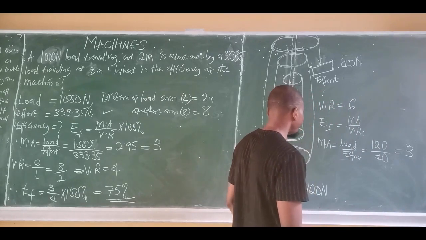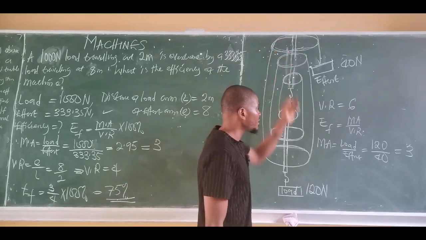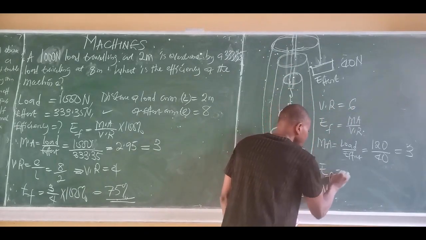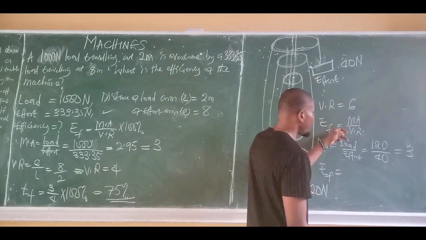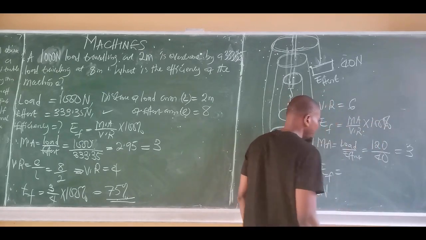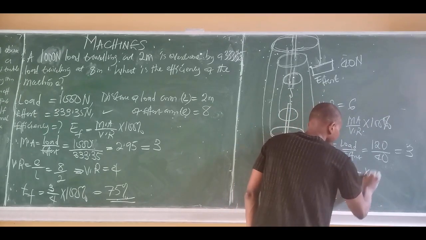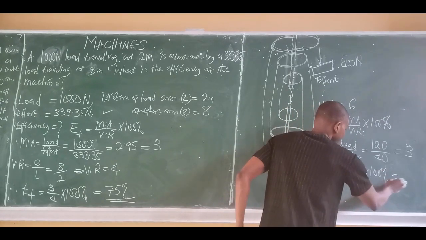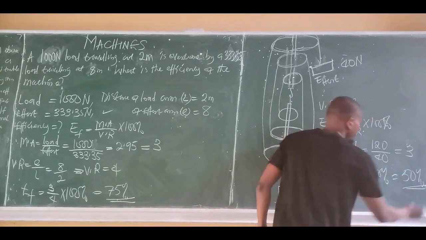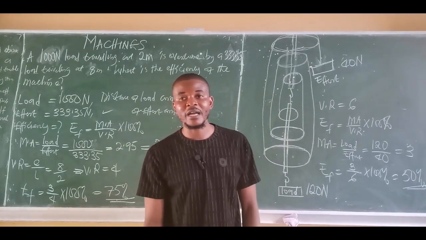Now, if the mechanical advantage is 3, and since this is a total of 6 pulleys, 1, 2, 3, 4, 5, 6, it means that the velocity ratio is 6. Therefore, the efficiency is equal to mechanical advantage over velocity ratio multiplied by 100%. So the mechanical advantage is 3, the velocity ratio is 6, multiplied by 100%, and this will simply give us 50%. So this machine has an efficiency of 50%. That's the whole idea behind the pulley system.